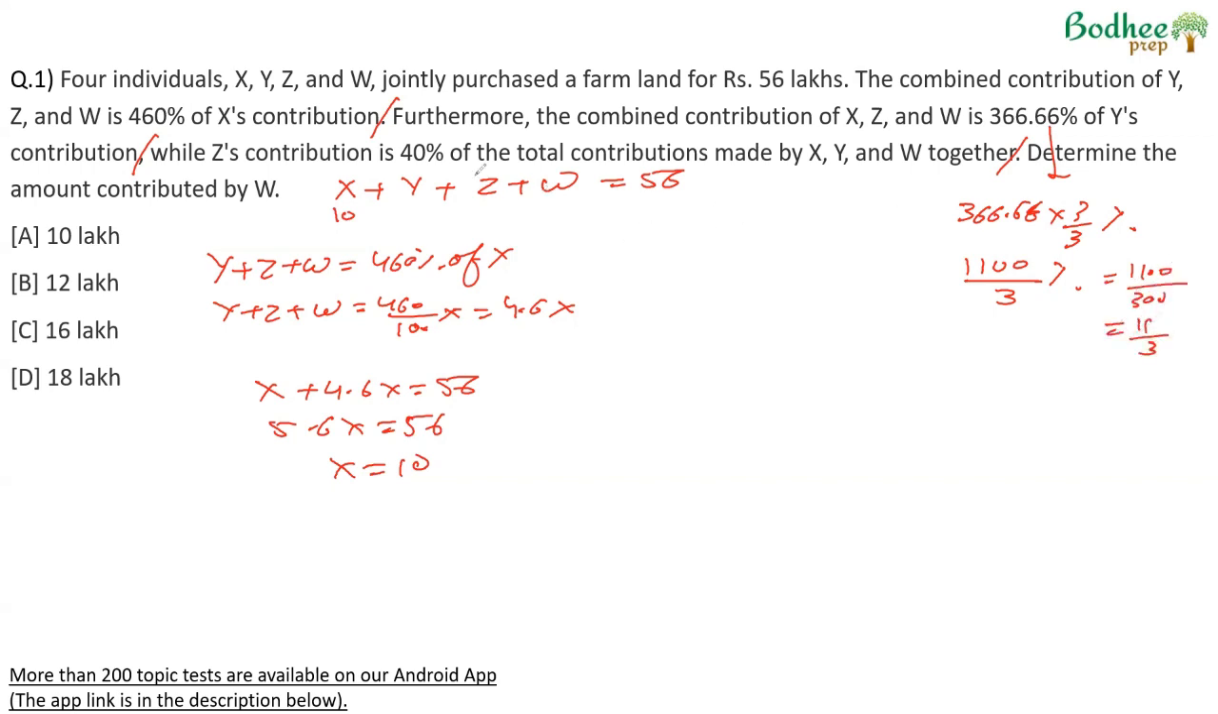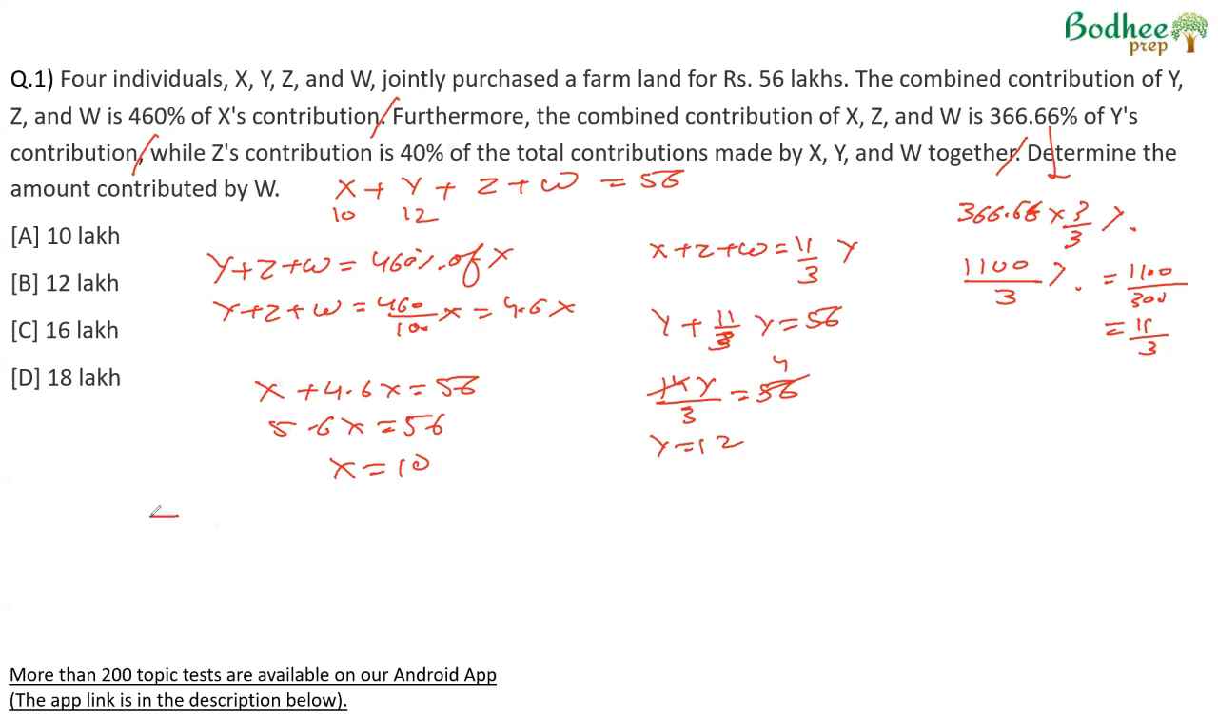And therefore, we can say for Y, x plus z plus w is equal to 11 by 3 of y. If we substitute x plus z plus w in the first equation, we get y plus 11 by 3 y is equal to 56, which means 14y by 3 is equal to 56. 14 fours are 56, 4 threes are 12, so y is equal to 12. We can put the value of y as 12 here.